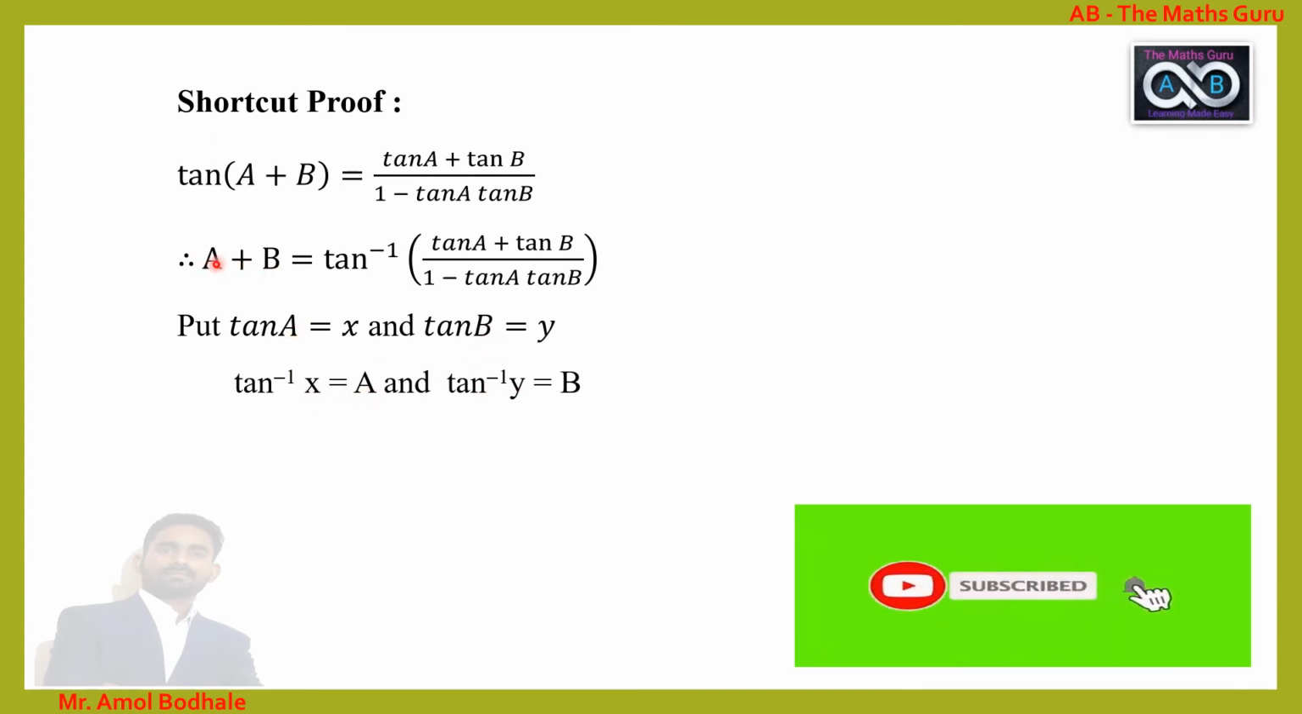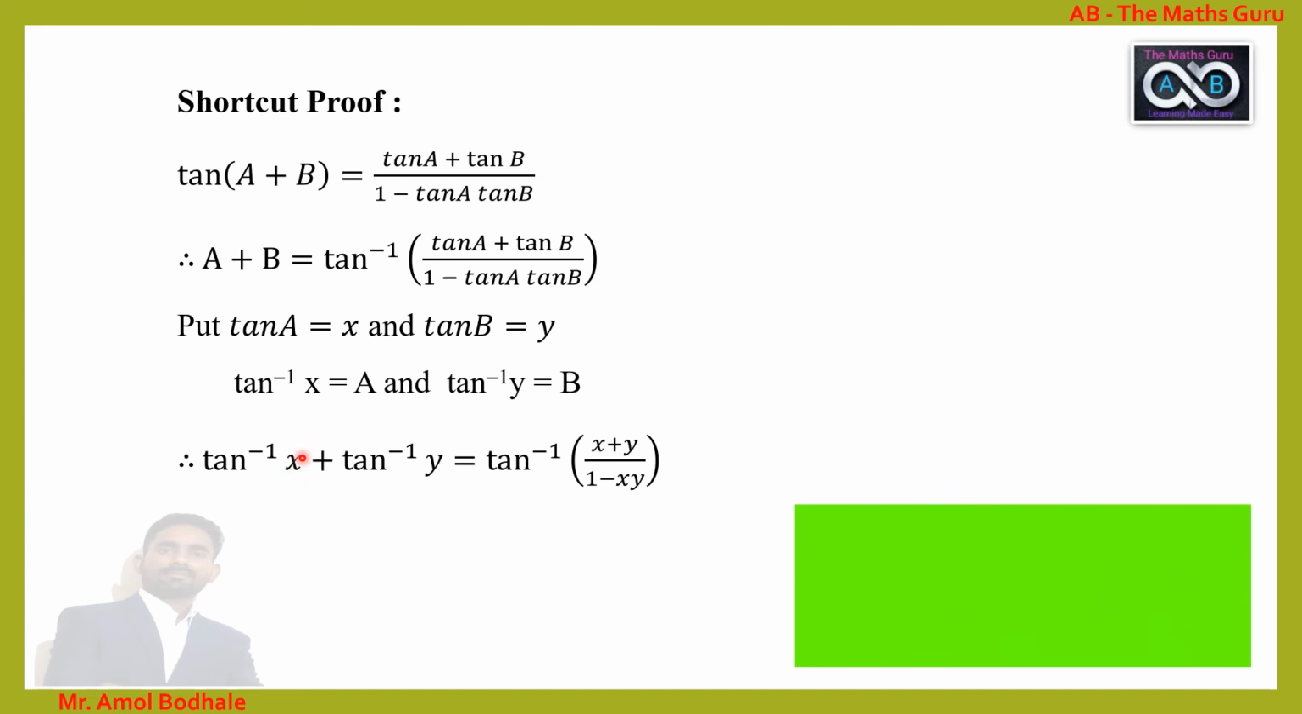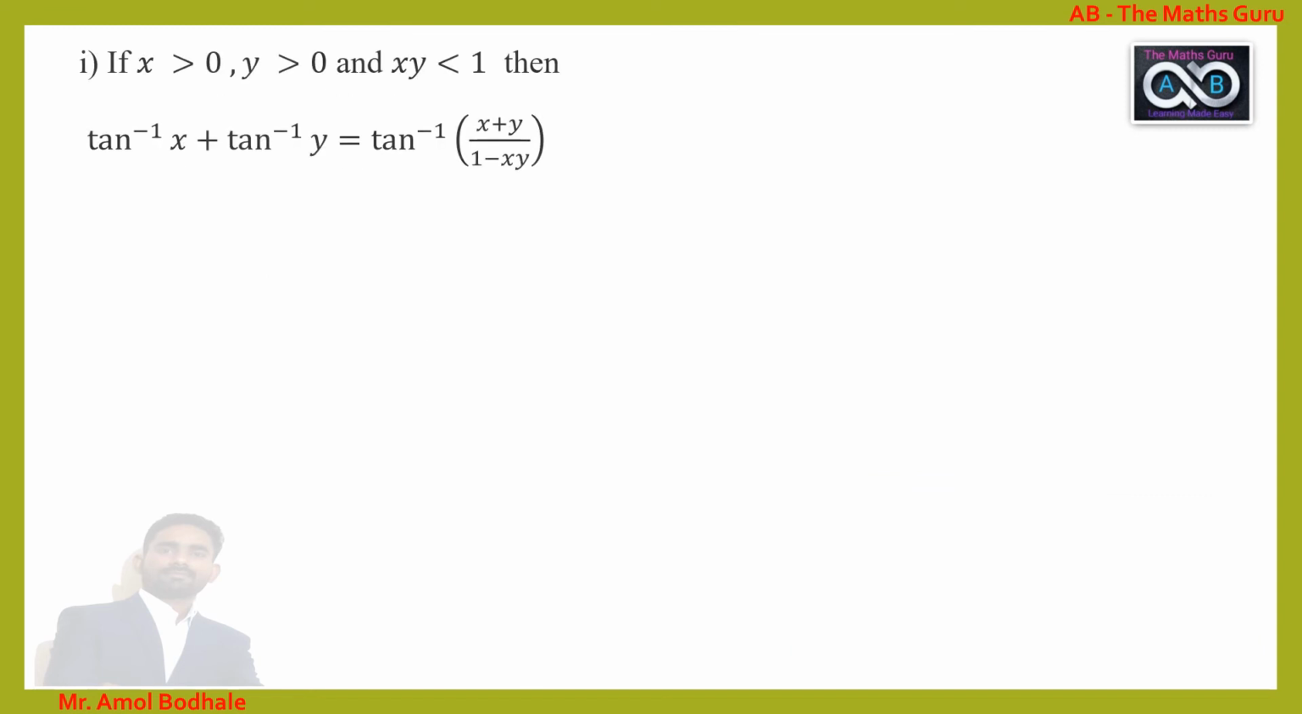So we can interchange a and b and tan a and tan b. We will get a as tan inverse of x, plus b as tan inverse of y, equal to tan inverse of (tan a, which is x, plus tan b, which is y) upon (1 minus tan a tan b, which is x into y). So we get the proof of the required property. The same proof we can write in detail. Here when x is greater than 0, y is greater than 0, x into y is less than 1, then tan inverse of x plus tan inverse of y equal to tan inverse of (x plus y) upon (1 minus x into y).